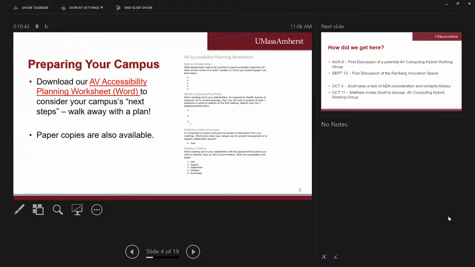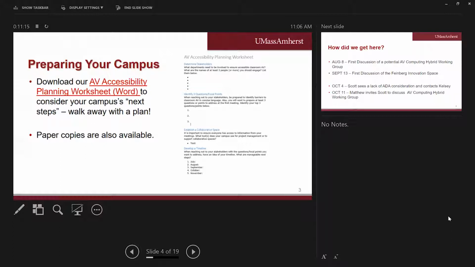So I wanted to let you know that on your tables and also online on the retreat website, there's a worksheet. It's called the AV Accessibility Planning Worksheet. You're welcome to use the ones on your table, or if you want the electronic copy, it's on the retreat website. As you're going through this discussion with us today, please feel free to look at this and start thinking about it. This was a lot of the process we took in determining how we are going to tackle this issue on our campus.